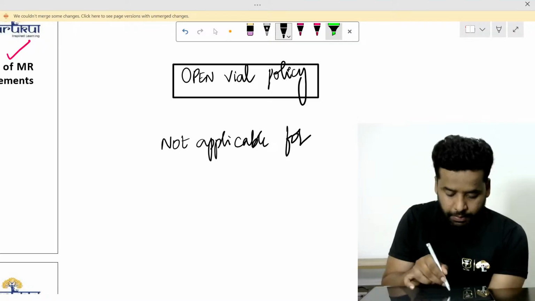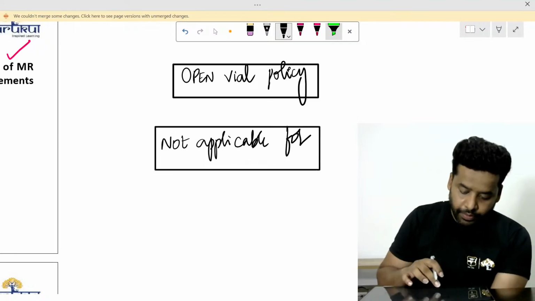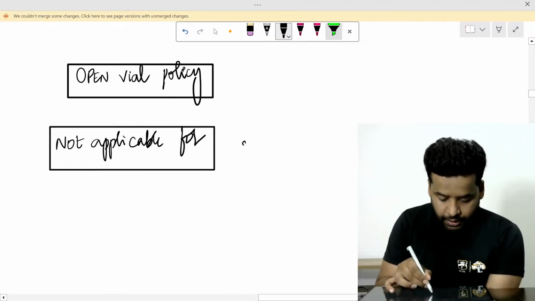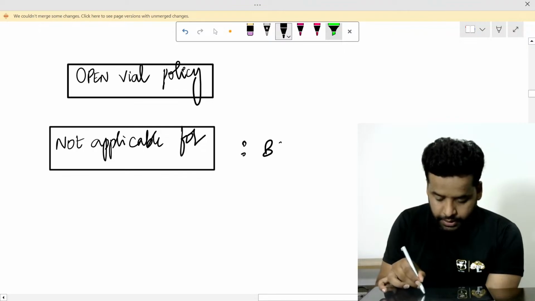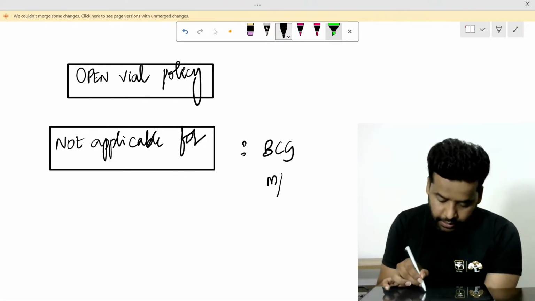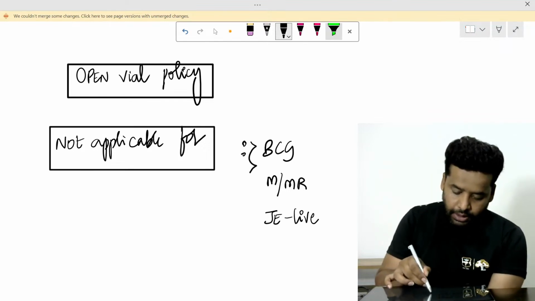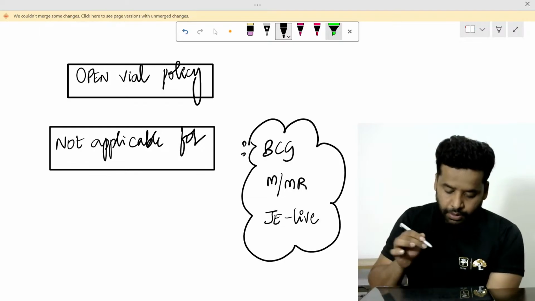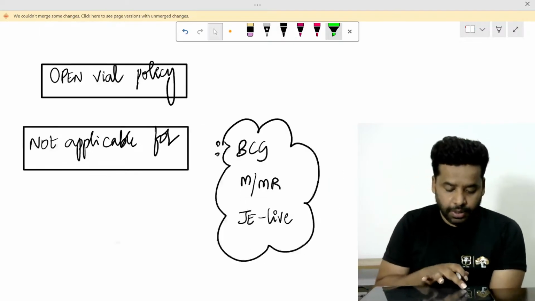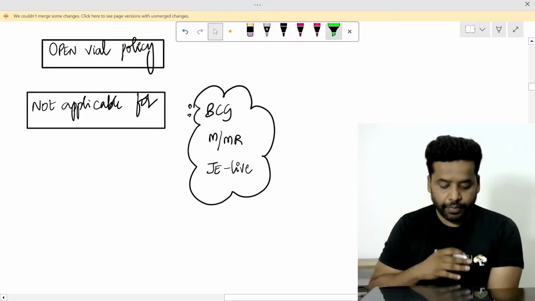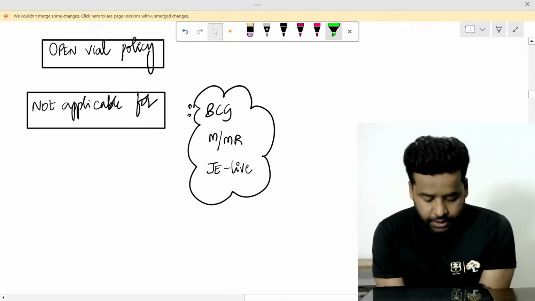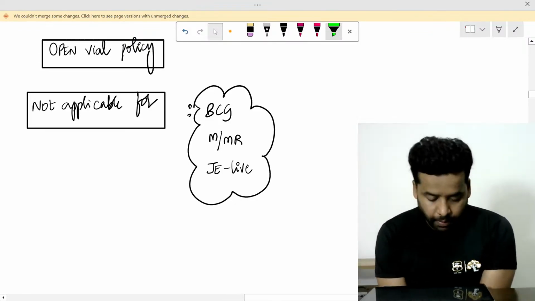It is not applicable for... So remember: BCG, measles or MR, and Japanese encephalitis live, because it is diluted. So you see the words properly what I am using. Not applicable for BCG, measles or MR and Japanese encephalitis live.